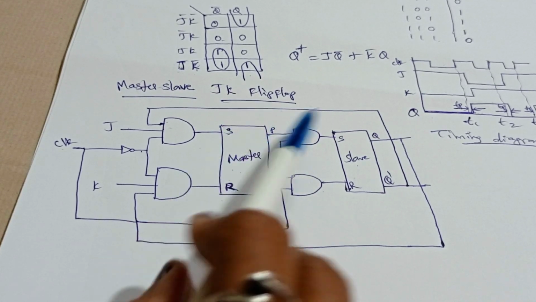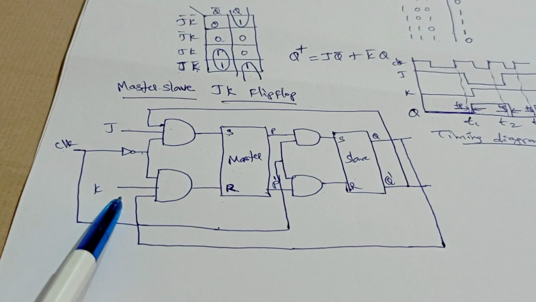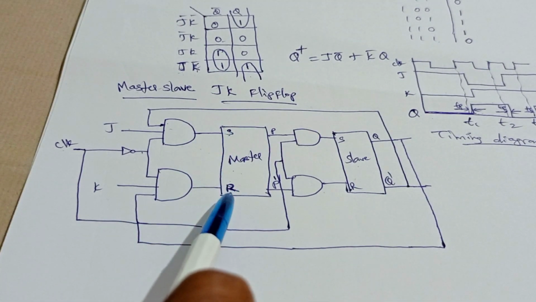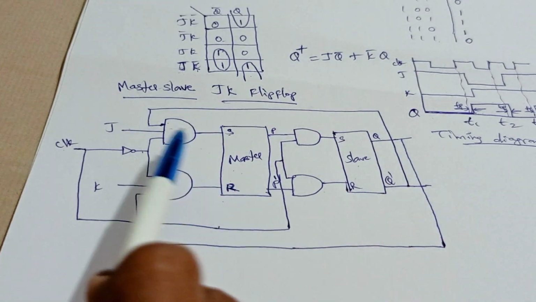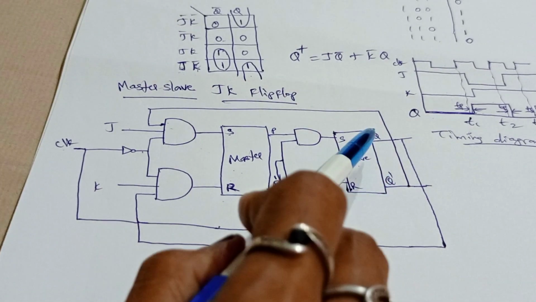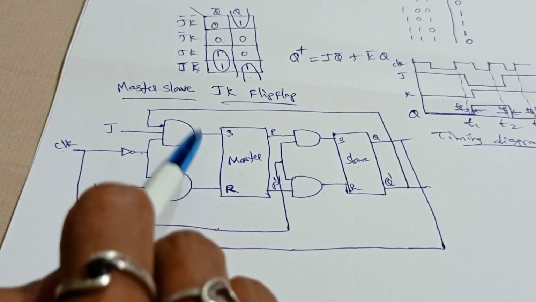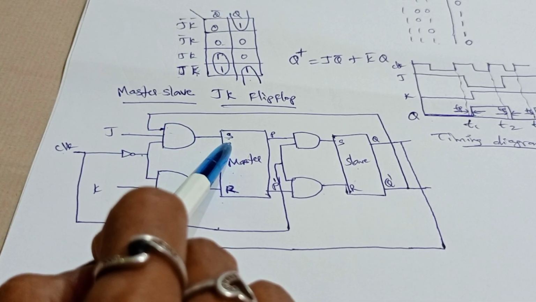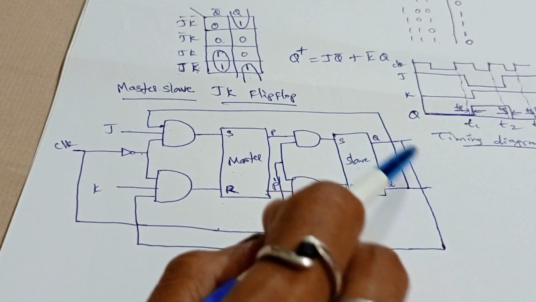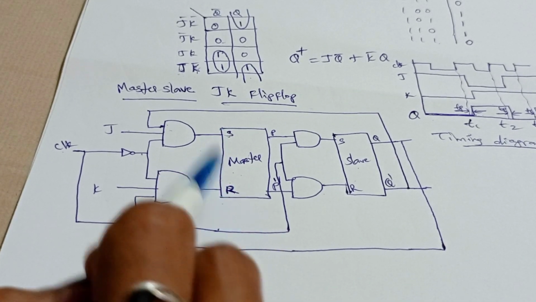If Q is equal to 1 and now K is equal to 1, then S is equal to 0 and R is equal to 1 regardless of the J value. This only considers the Q value. Q bar becomes the inverted value and it is applied to this AND gate. So S becomes 1 and R becomes 0 regardless of K, the same as considering only the Q value and K value. Now this S value and R value will be obtained regardless of the J value.